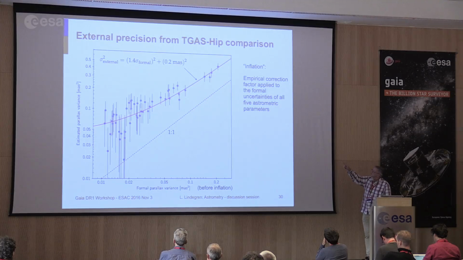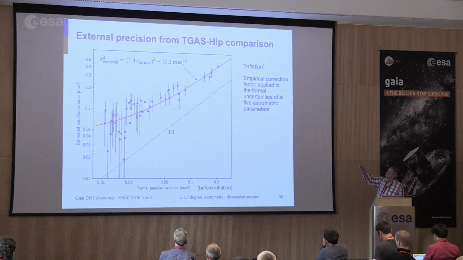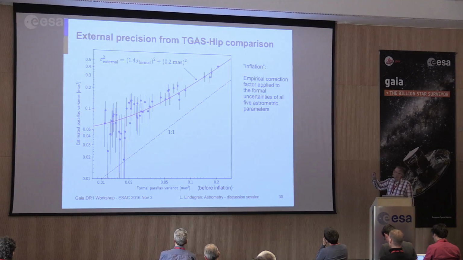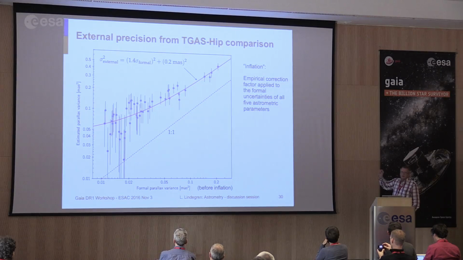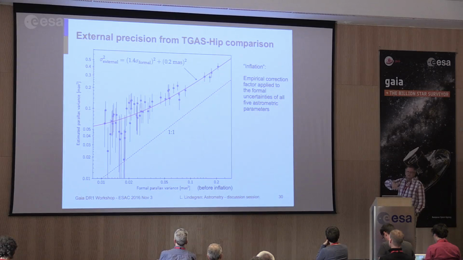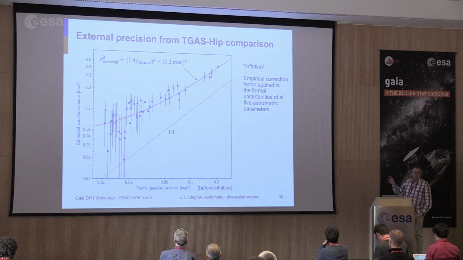And the red curve is the fitted relation, where I add quadratically 0.2 milliarcsecond to all the formal errors and multiply them by 1.4. And that gives the calibrated uncertainty of the TGAS parallaxes as given in DR1. And if you don't like this manipulation, this is a formula that can easily be reverted, so you can calculate back the original formal parallax sigmas in TGAS by inverting this formula. So that was how it was done.